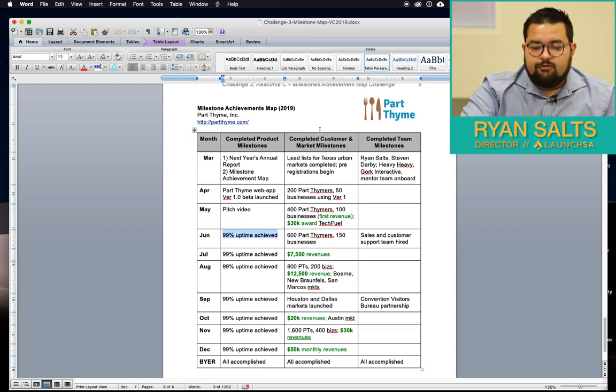Other things that are important for customer and market milestones: bolding areas that relate to revenue or money is extremely important. So our first revenue came in May. That was the $5,000 we started at. And we won $30,000 from our Tech Fuel Challenge Award. I include those and I bold them because the investor or the person reading them is going to want to know, how am I doing in terms of my revenue, or how am I doing in terms of the progress that I have?